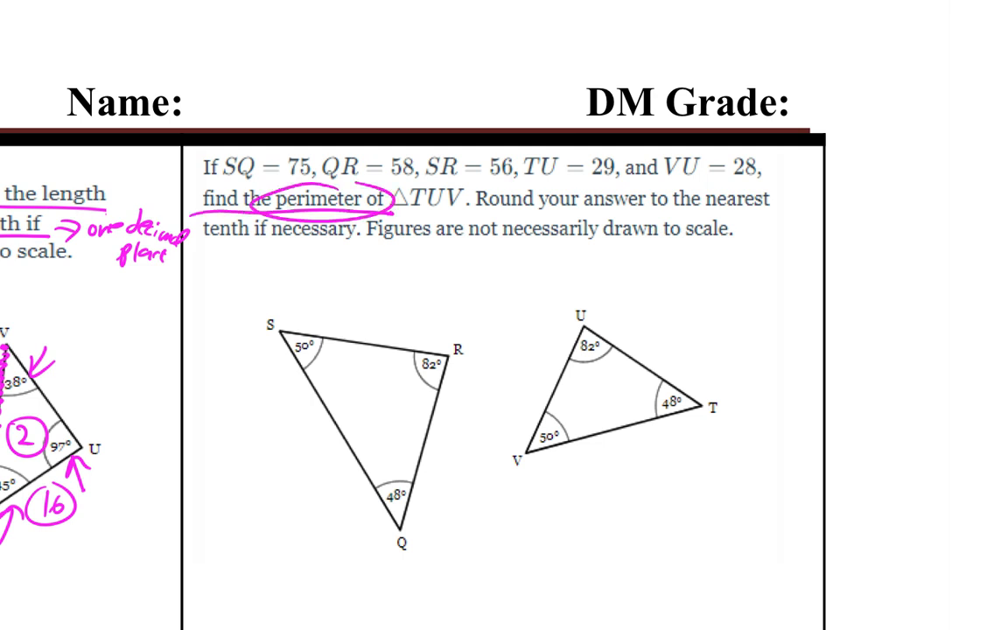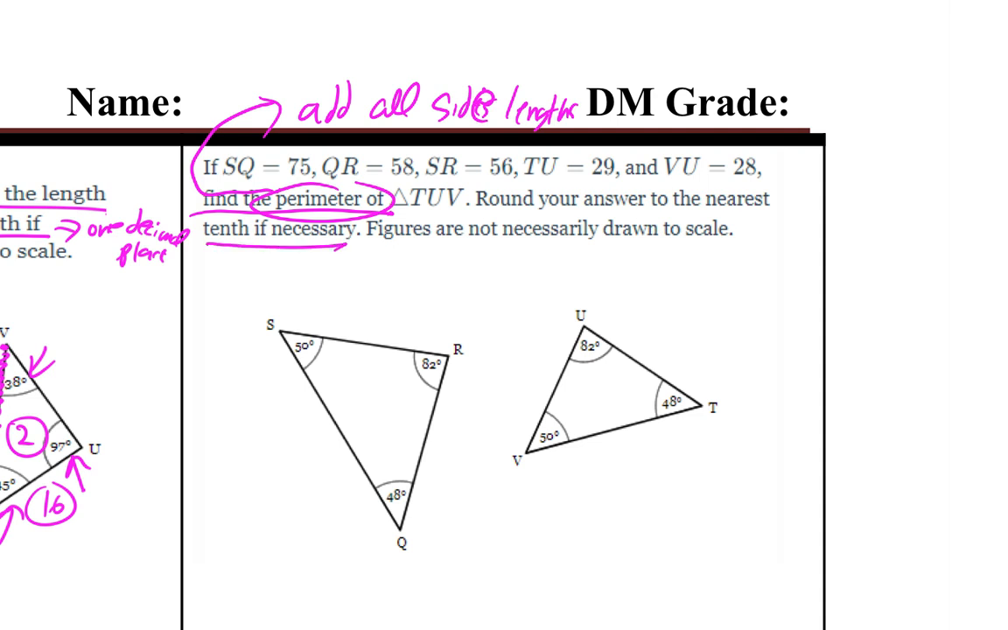So how do we find the perimeter? How do we find the perimeter of any shape? We're going to add all the side lengths. Add all the side lengths. All right, so round to the nearest tenth if necessary.